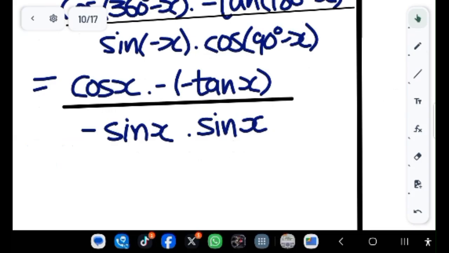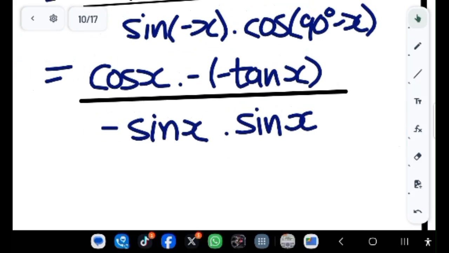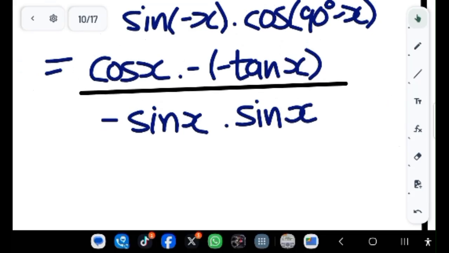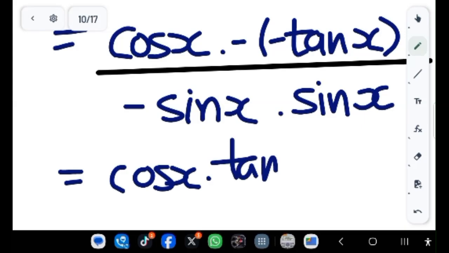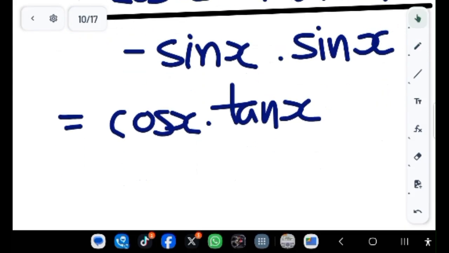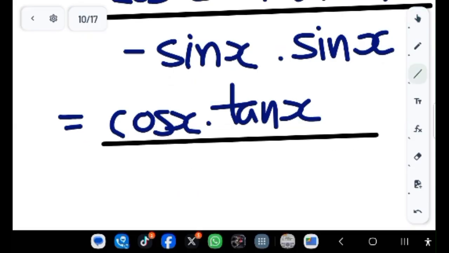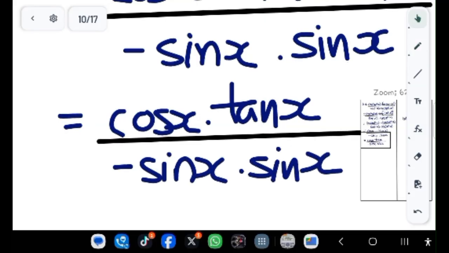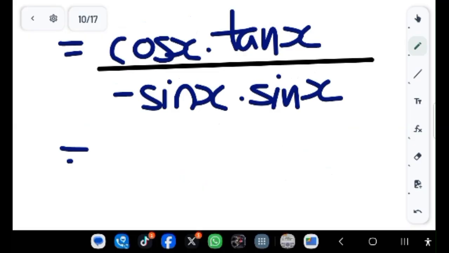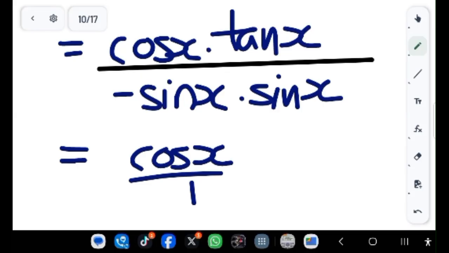So that will be minus negative, that is positive. All right, so that will be cos of x times tan of x over negative sine of x times sine of x. Tan can be written as sine over cos, so that is cos x at the top over 1 times sine x over cos x.